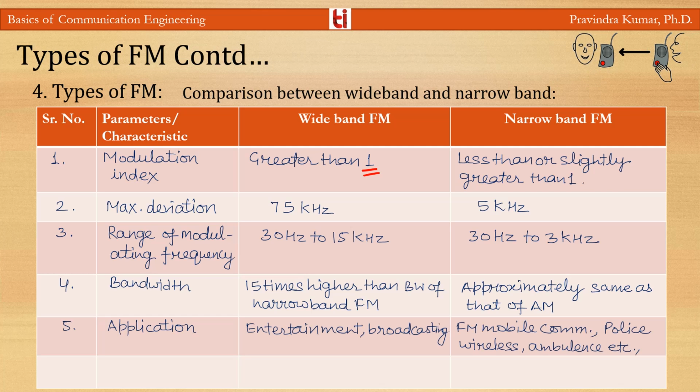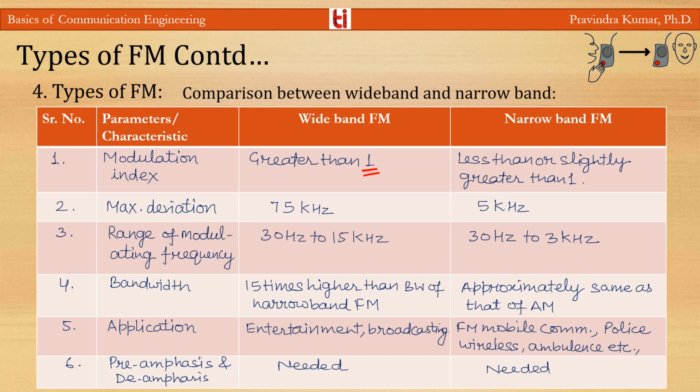In application, wideband FM is used in entertainment broadcasting and can be used for high quality music transmission, and narrowband FM is used in FM mobile communication like police, wireless, ambulance, etc. It is used for speech transmission. For both wideband FM and narrowband FM, there is a requirement of pre-emphasis and de-emphasis circuits at the transmitter and at the receiver side.